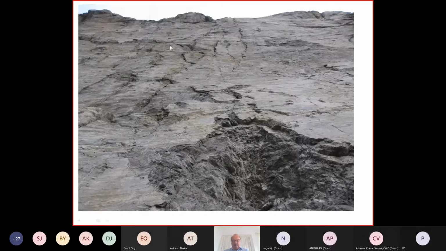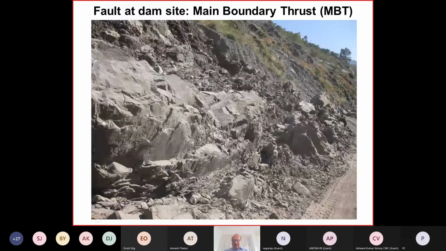You see here some faults, the nice surface. It moved here already a couple of meters, so the surface of this fault is basically polished here. This is the other fault. This is the main boundary thrust. We see here, this is along the Neelam River in Pakistan, in Kashmir.